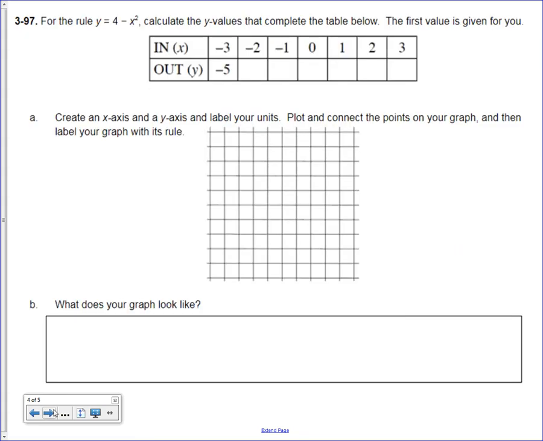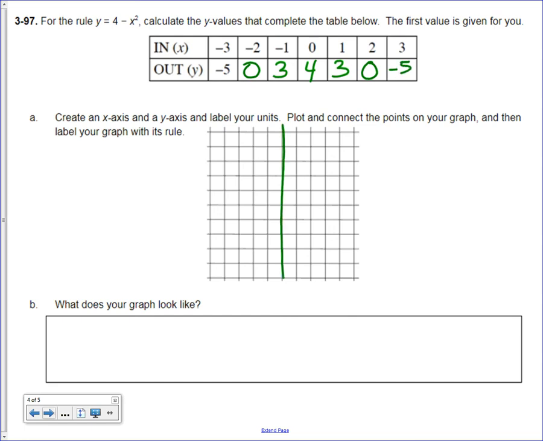Problem number 97, it says calculate the y values, draw a graph, and then say what the graph looks like. So first, when I square something, remember, multiplying by itself. So negative 2 squared is 4, and 4 minus 4 is 0. Negative 1 squared is 1, 4 minus 1 is 3. 0 squared is 0, 4 minus 0 is 4. 1 squared is 1, 4 minus 1 is 3. 2 squared is 4, so I still get 0 again. And 3 squared is 9, 4 minus 9 is negative 5.